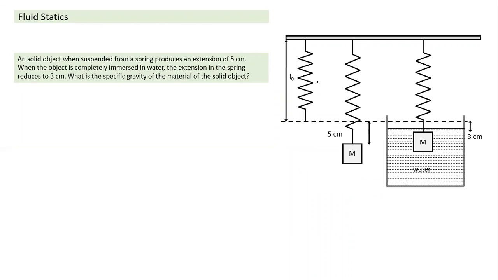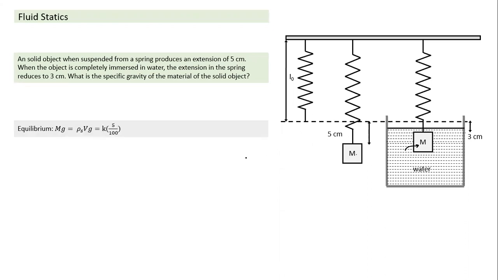So what we notice here is a spring which is supported from here, and it is at normal length. When I support a mass m here, it gets elongated by 5 centimeters. So any solid object when suspended by a spring produces an extension of 5 centimeters, and then it is fully immersed in water. So bring a water vessel here. When it is fully immersed in water, what you find is that this extension in equilibrium becomes less. Now it has extended only to 3 centimeters. So let's understand, if that has happened, what is the specific gravity of this material? What is the specific gravity of the solid?